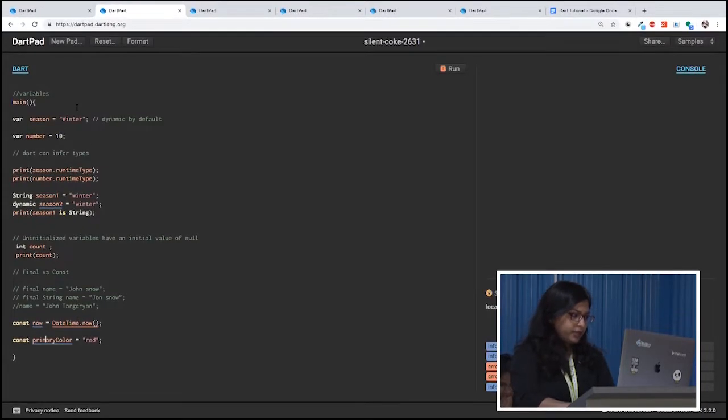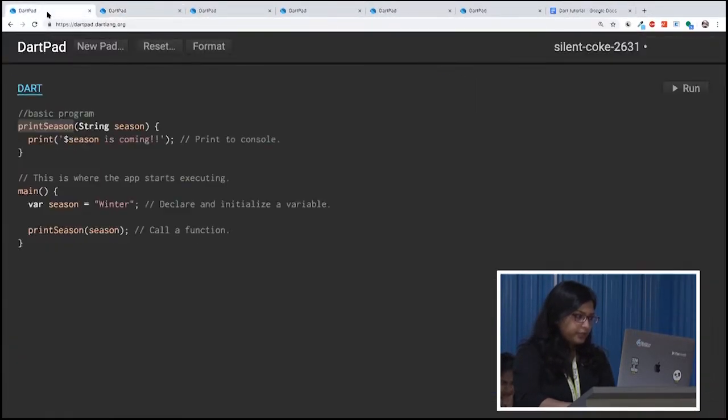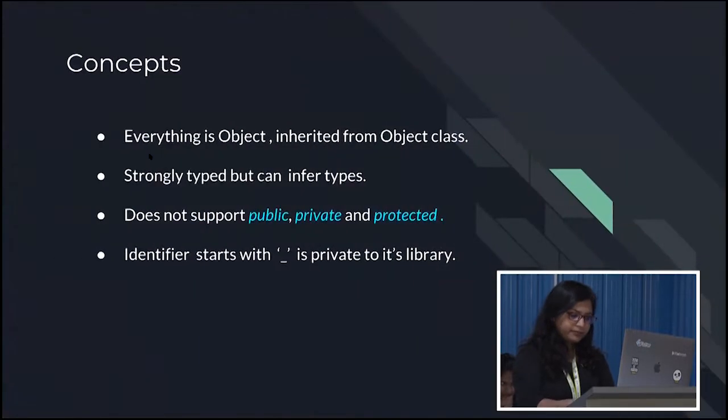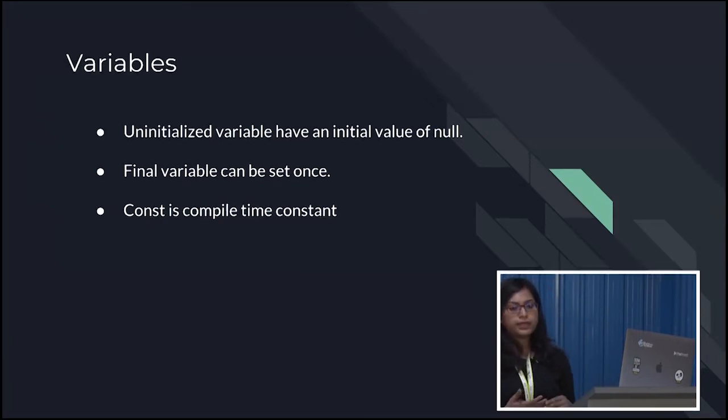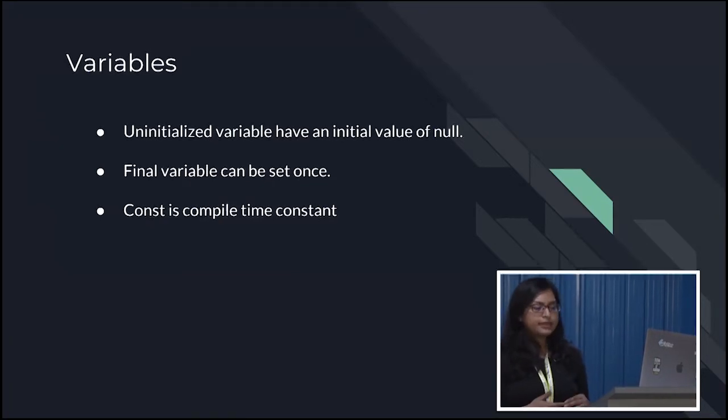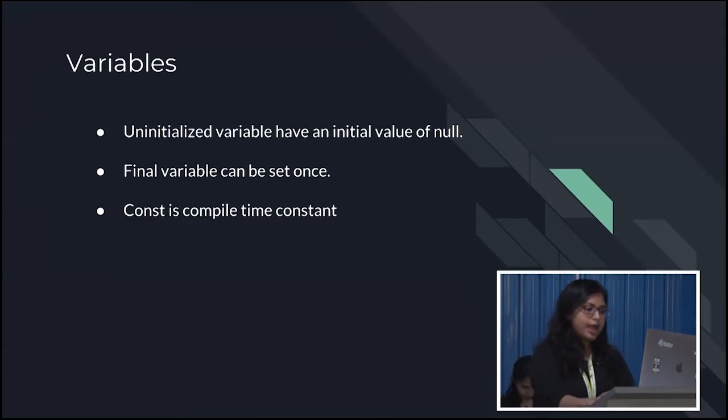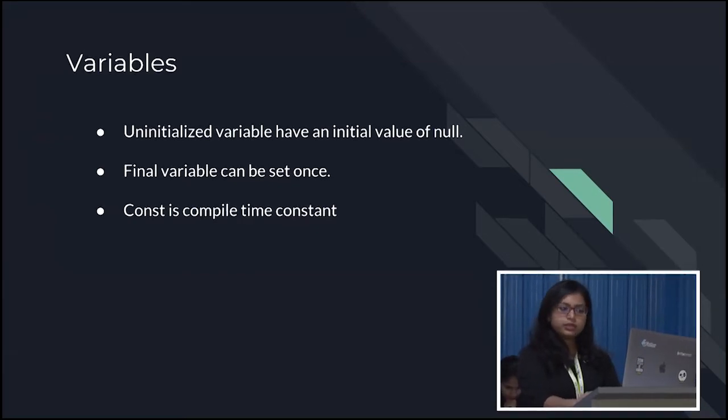So I think we are done with the variable. Let's just revise it. So in variables, what did we get? We get that uninitialized variables will have an initial value of null. Then final variables can be set only once, and constant is a compile time constant. So you cannot initialize with the time which is changing, right?